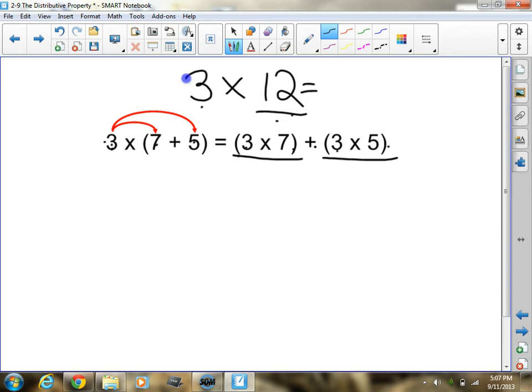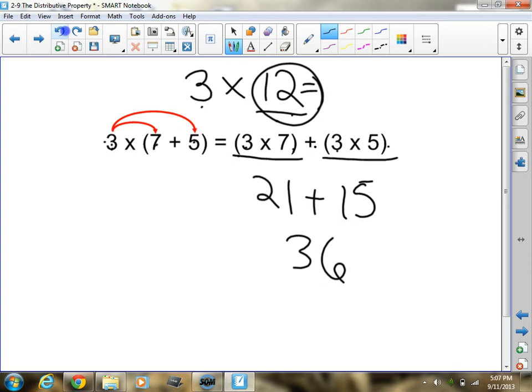So 3 times 7 is going to be 21. 3 times 5 is going to be 15. 21 plus 15 is 36. So you see here, the distributive property simply tells me I can add or multiply in any order. Now, this changes the way you think about multiplication a little bit. Normally we think of it as just one number times another number. But we've just learned, and the distributive property encourages us, to think about numbers differently, so think about 12 as something else. Think about 12 as 7 plus 5.